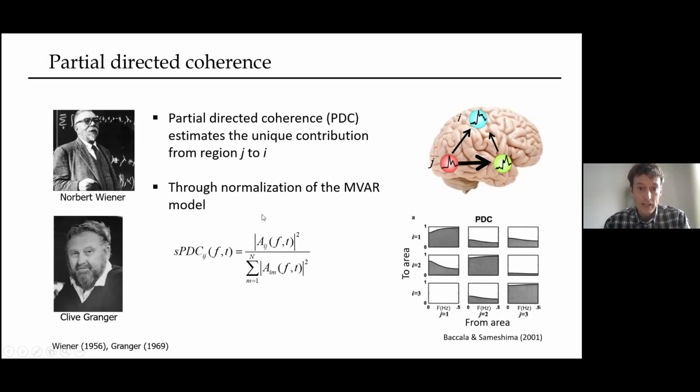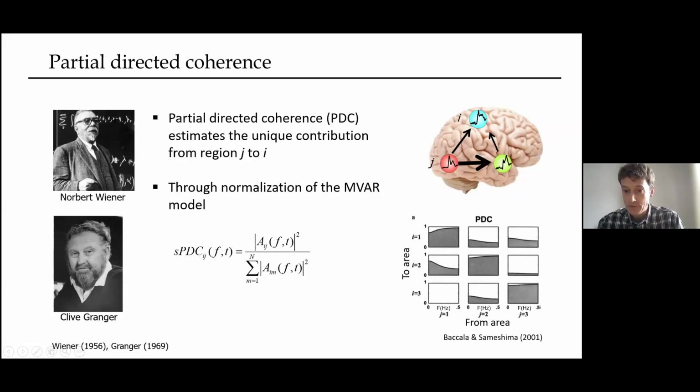The partial directed coherence can be derived through a normalization of the MVAR model. I've listed here one type of normalization. There are several in the literature. This is the squared PDC. I think now we usually use informational PDC, but there are different types of normalizations. That's a bit of detail, but the most important thing to remember from the partial directed coherence is that we end up with a connectivity matrix that is shown here on the lower right.